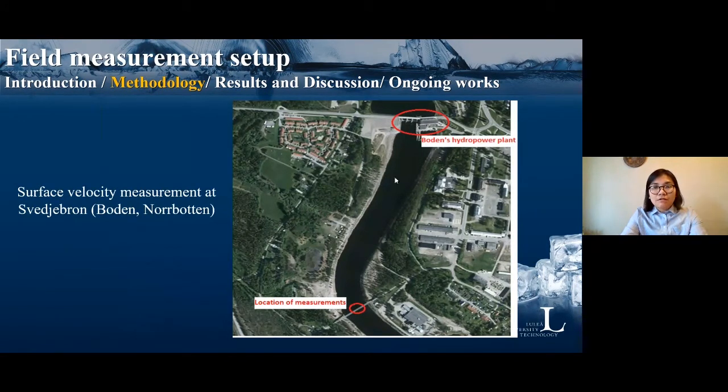Next, I would like to talk about our field measurement campaign. The location where we will carry out the measurement is Svedjebrunn in Boden, Norrbotten. This actually is a cable bridge on a cycle path. If you go upstream about 800 meters, there is the Boden hydropower plant.